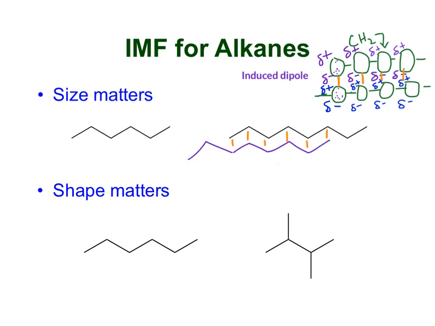So now if we understand what the induced dipole is doing for these alkanes, we can start to see why the size and shape matter. If you look at these molecules for the size, the one on the left can make a zipper, but it's going to be a smaller zipper, right? But the one on the right is going to make this long zipper, and then it can just keep doing that with the other molecules.